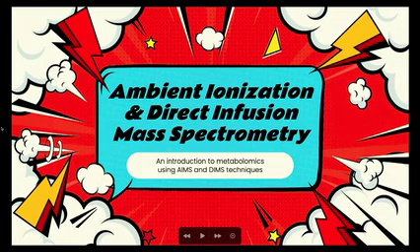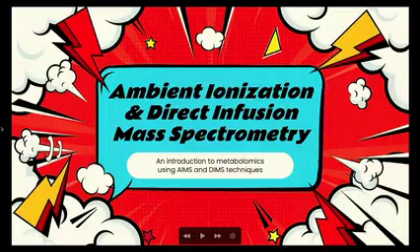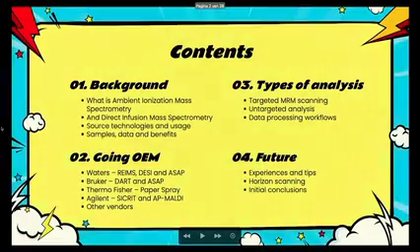So I'm going to give you an overview of the techniques that exist and introduce you to some of the issues that are likely to arise or that you need to think about when doing mass spectrometry with ambient ionization or direct infusion techniques. So we'll cover a bit of the background, and we're going to focus mainly on what ambient ionization mass spectrometry is.